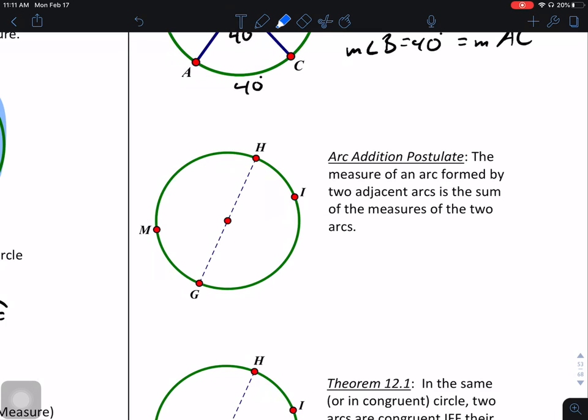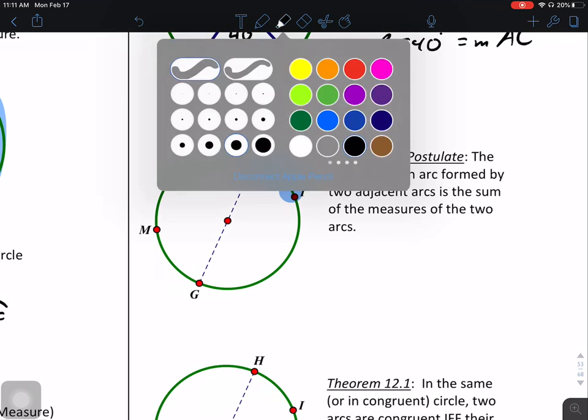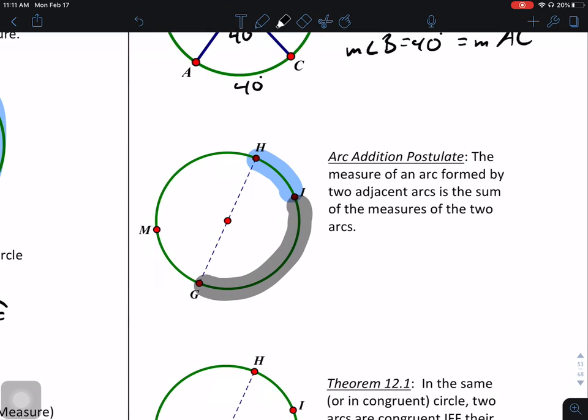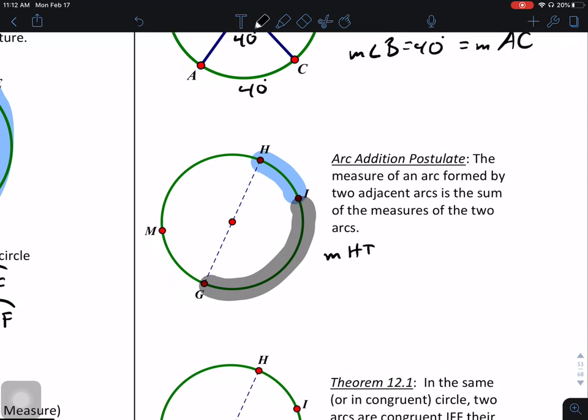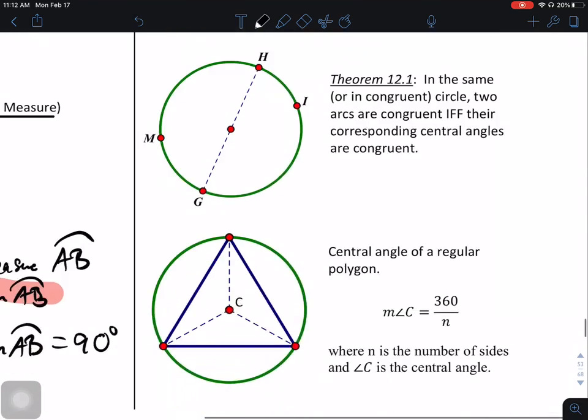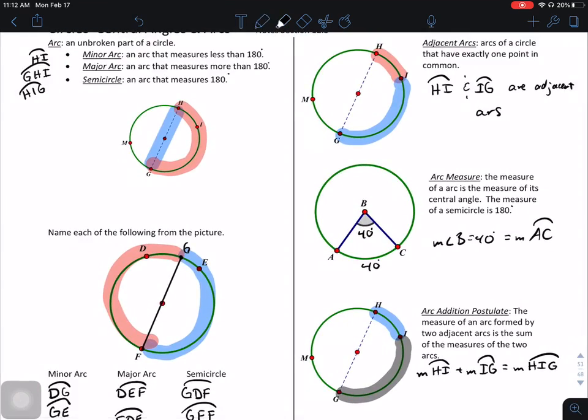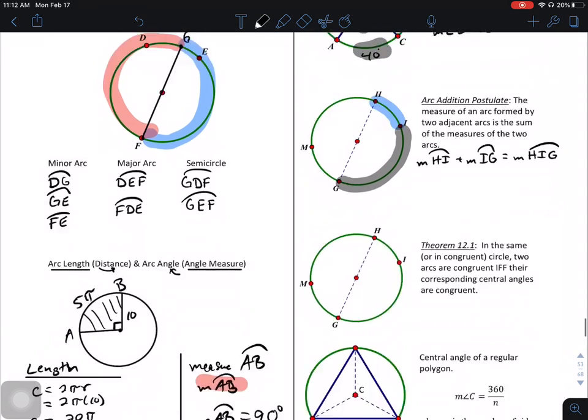So for example, let's say that we are going to add the measures of these two arcs. The measure of arc HI plus the measure of arc IG is going to equal the measure of arc HIG. Same concept as the segment addition postulate and the angle addition postulate. So far, the only thing that might be kind of earth-shattering is this right here. An arc measure is the same as its central angle, and that's pretty simple.